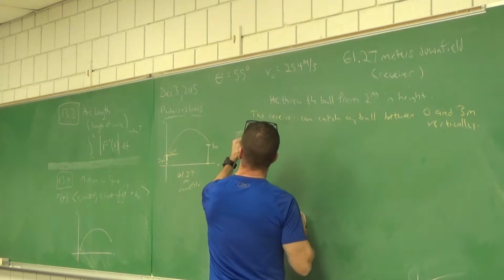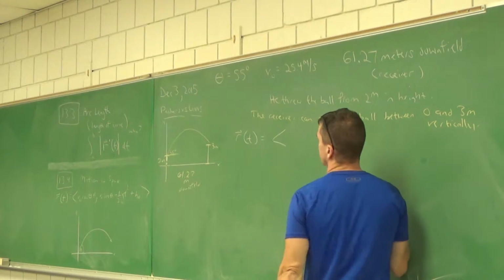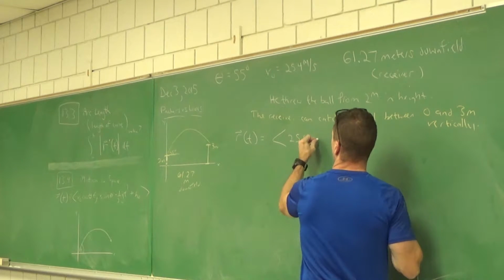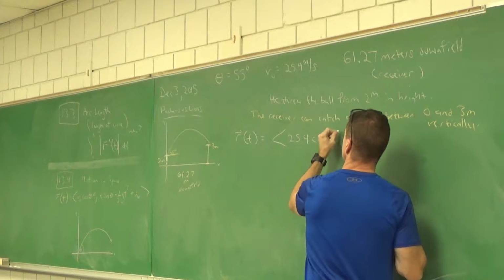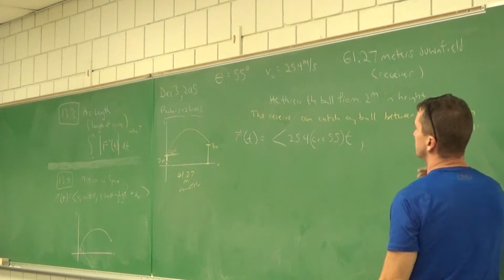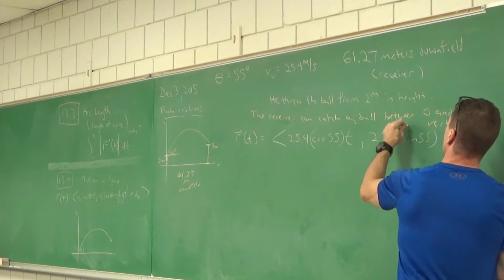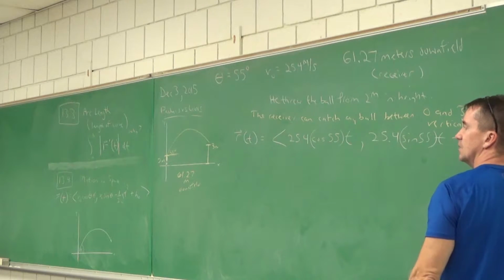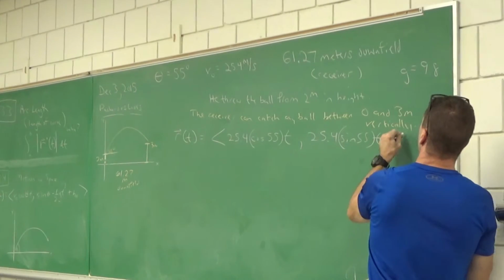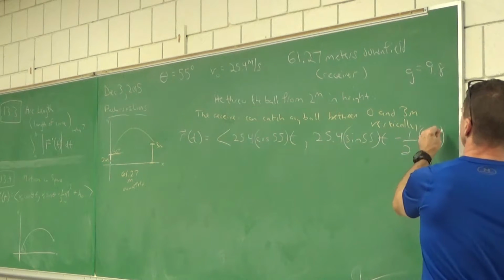Now let's describe this pattern. r(t). That's the x component: 25.4, you have to put the units, cosine of 55 degrees times a variable t. What's the y component? 25.4 sine of 55 t minus 1/2 of, we're going to use 9.8 for g. So I'll put minus 1/2 9.8, feel free to put 4.9, and then t squared.